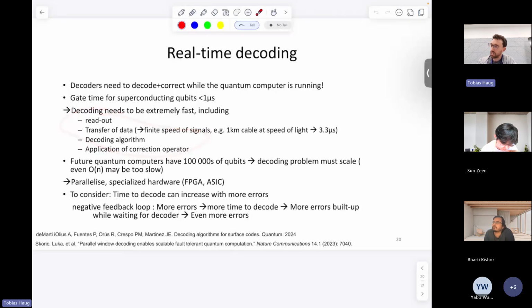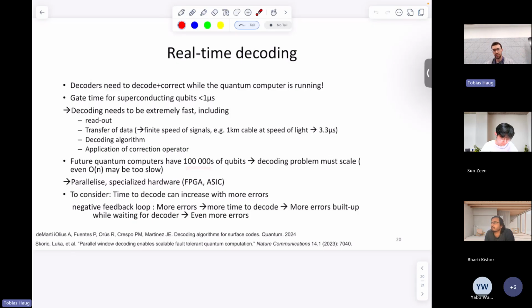So you have to think very carefully about how you engineer your whole system and what kind of hardware to use: specialized hardware that has fast decoding rates and low latency. You need to parallelize your decoding as much as possible, so you can run things in parallel. And particularly, you have to keep the future in account. Probably quantum computers will have 100,000 or millions of qubits.